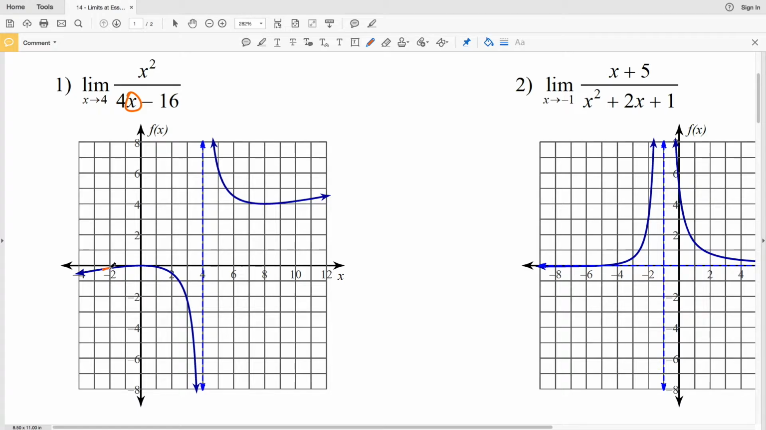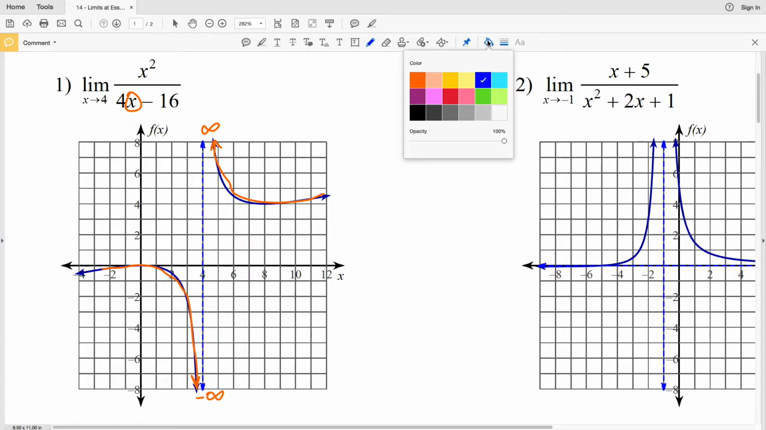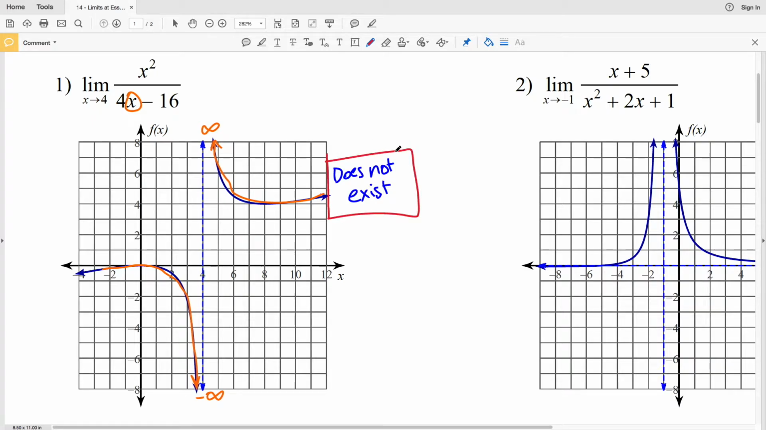So going from the left as we approach 4, we're going closer and closer to negative infinity. And approaching 4 from the right side, we're going closer and closer to positive infinity. So because positive infinity does not equal negative infinity, this limit does not exist. So in number 1, the limit as x approaches 4 does not exist.